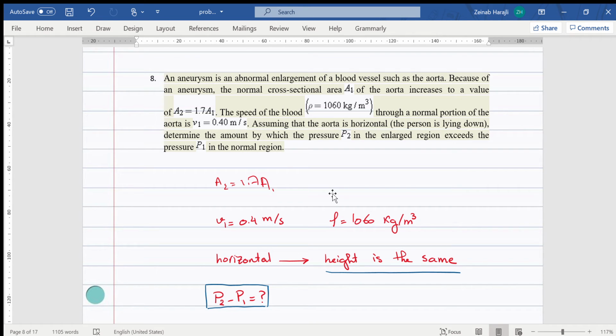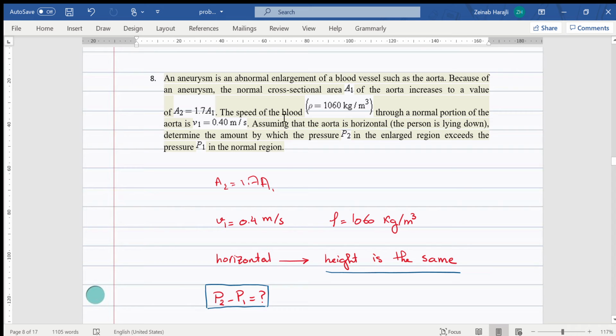Alright, so in this question, we are considering an aneurysm, which is an abnormal enlargement of a blood vessel. We are considering here an aorta section with a normal cross-sectional area A1, and we are told that it increases to a value of A2 equal to 1.7 A1.